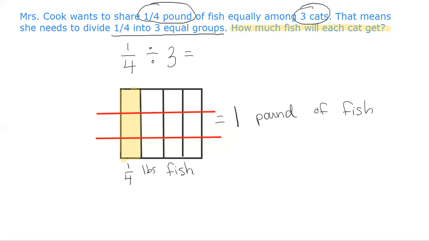So what we're looking at now is each cat. So we could say this is cat 1, cat 2, and cat 3. We just need to figure out how much fish each cat will get. So that means we're just going to look at one cat in particular. So go ahead and shade in 1 cat's worth of food that it's going to get.